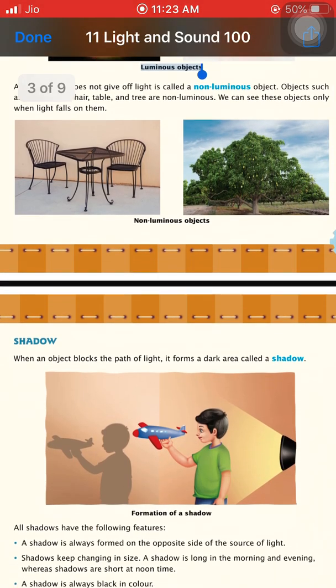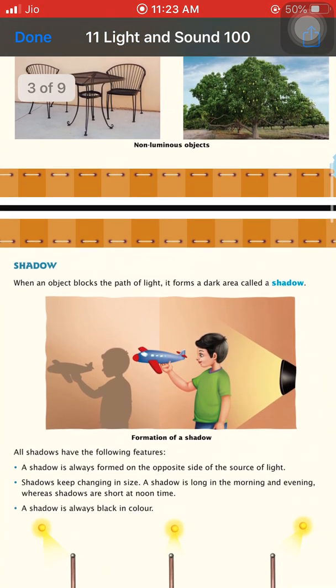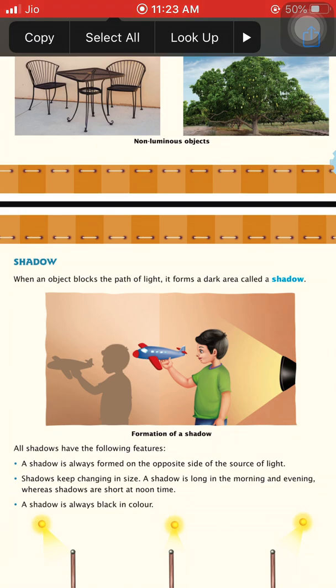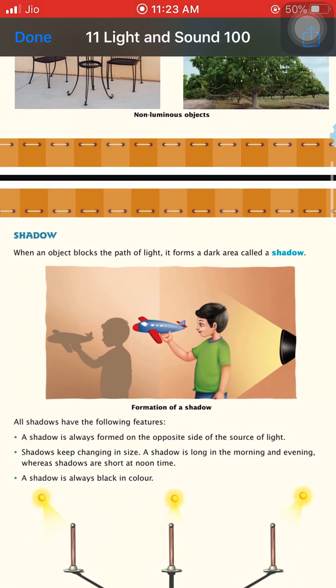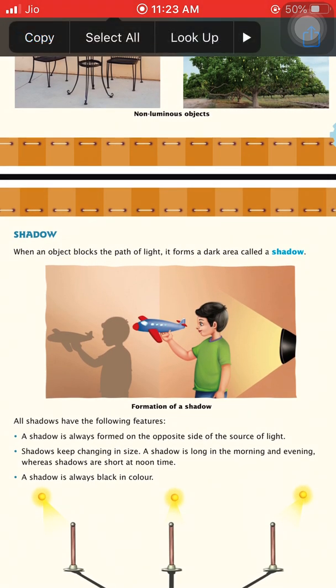Next one is shadow. What is a shadow and how is a shadow formed? When an object blocks the path of light, it forms a dark area called a shadow. Here you can see a picture in which a boy is standing between the wall and a source of light, a torch.